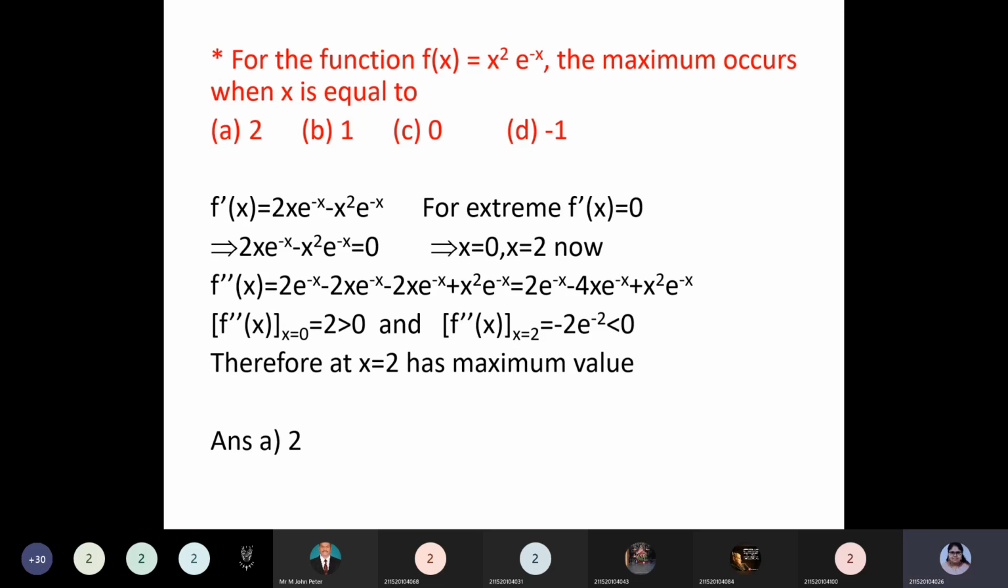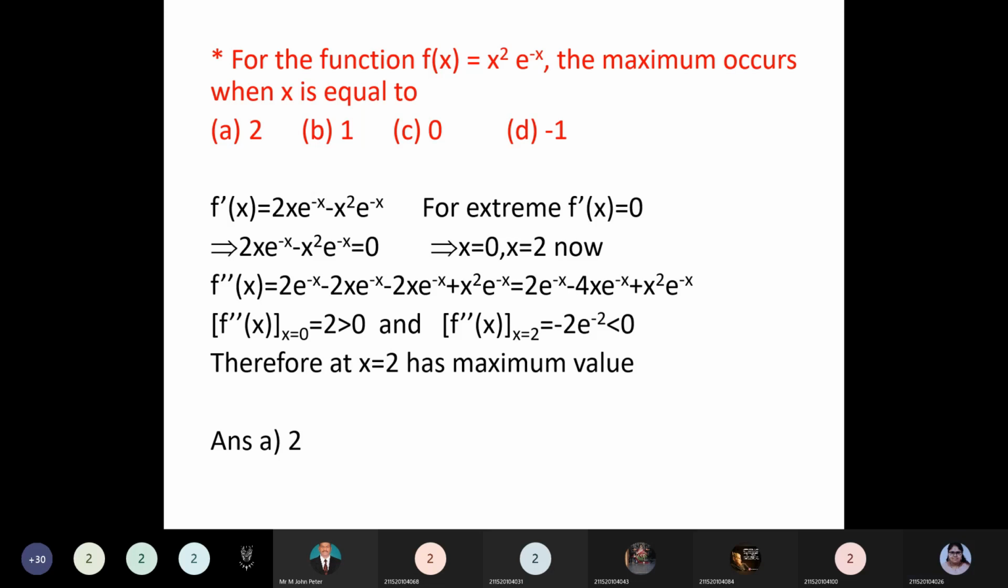Okay, we will continue. So f dash of x equal to differentiation by UV method: 2x into e power minus x minus x square e power minus x. First differentiate x square as 2x, keep e power minus x as a constant. Second time x square as a constant, differentiate e power minus x, that is minus e power minus x. That's what they have put here, like this. So the secondary derivative we identify. So carefully you have to equate to 0 to find the extreme points.